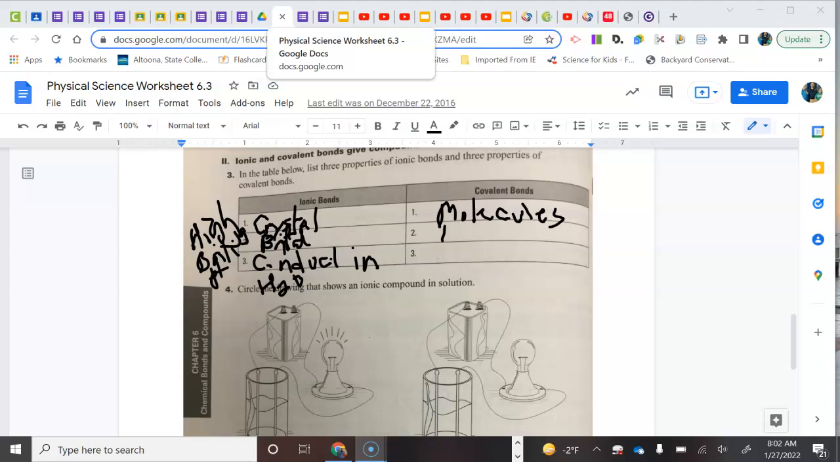These molecules have a much lower boiling point. Think about like your oils and stuff we used to fry with. They don't conduct electricity.